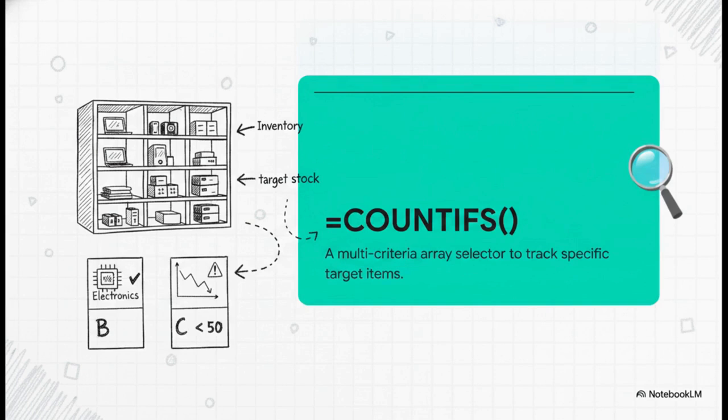This formula is basically a multi-criteria array selector that lets us track specific target items across a really complex inventory matrix. In this specific scenario, we're directing the software to look in column B for the category electronics, while simultaneously checking column C for stock numbers that are strictly less than 50. By leveraging this array selector, you're dynamically tracking critically low stock levels across multiple criteria in one swift, totally error-free move. It's basically a superpower.